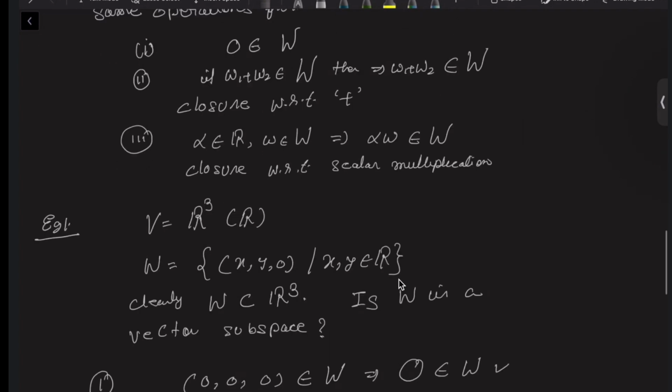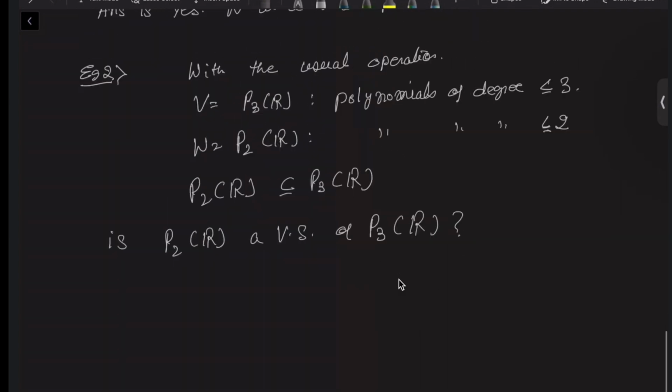So here I am taking a particular case of it. Let me take V as the set of all polynomials whose degree is less than or equal to 3, and W as the set of all polynomials of degree less than or equal to 2. So now, is P2 of R a vector subspace of P3 of R? This is the question. First, it is very trivial that P2 of R is actually contained in P3 of R. So the first condition is actually fine.